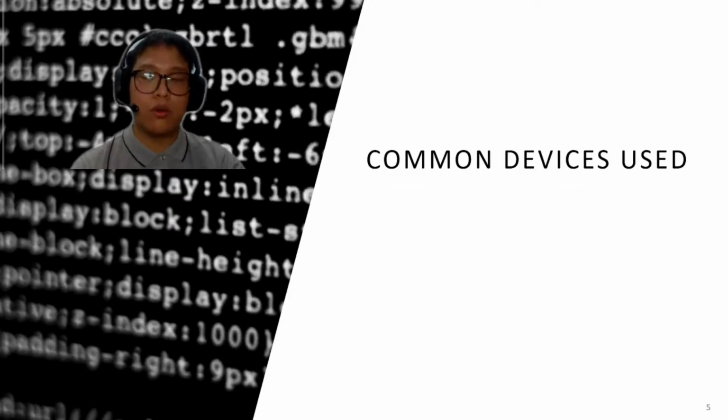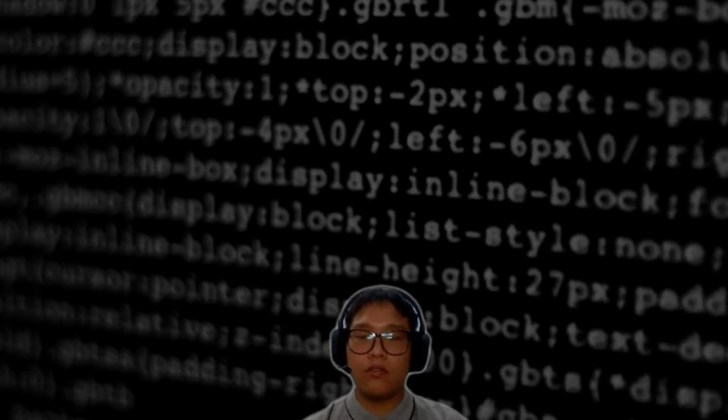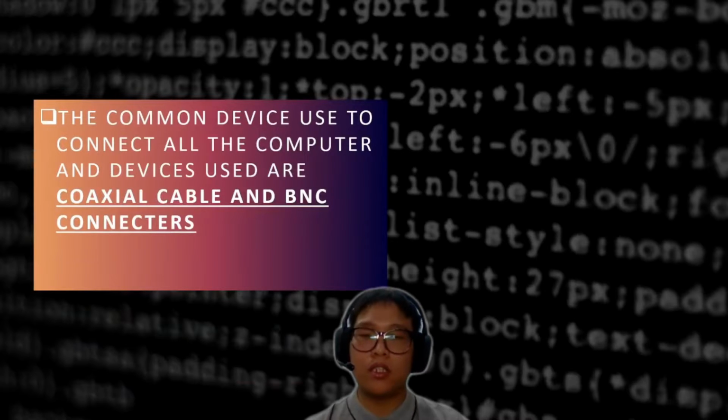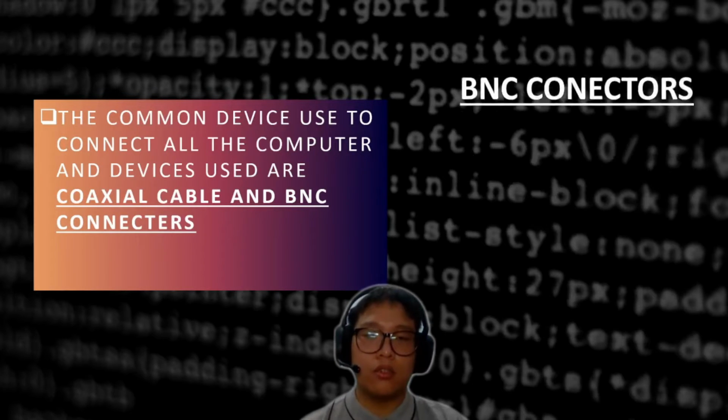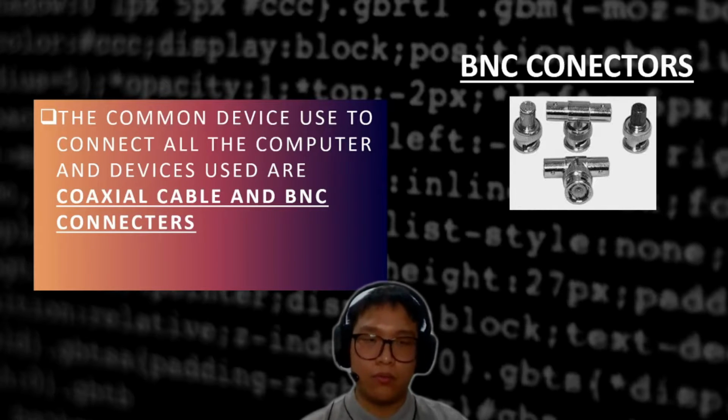Now, I will go through the common devices used to make a bus topology. So let's dive in. The common devices used to connect all the computers and devices in a bus topology are coaxial cables and BNC connectors. The BNC connectors look like this, with one of them being a T-shaped BNC connector. It is used to connect two cables, one on each side of the T above, and one at the bottom to connect to the main cable.